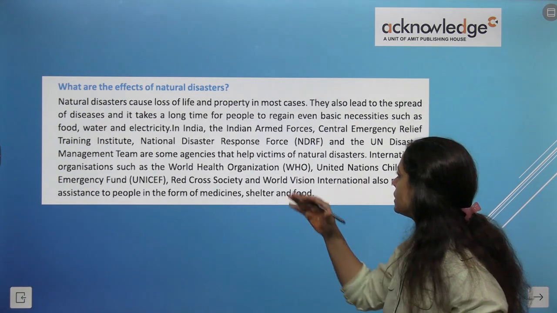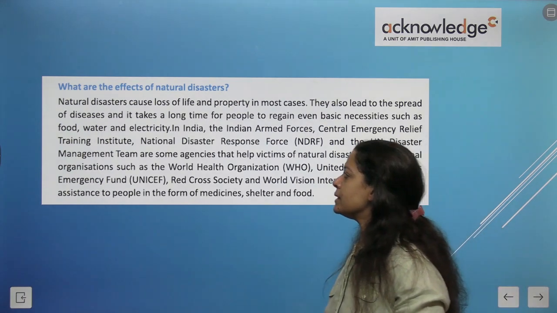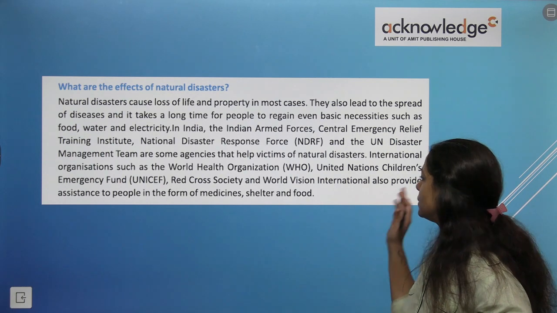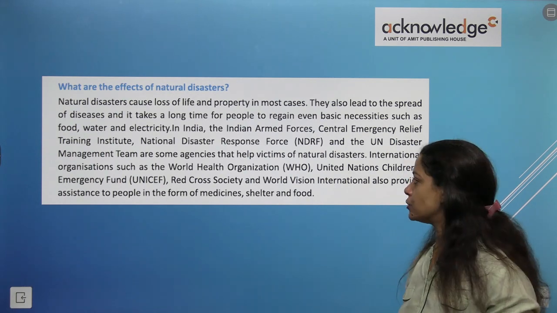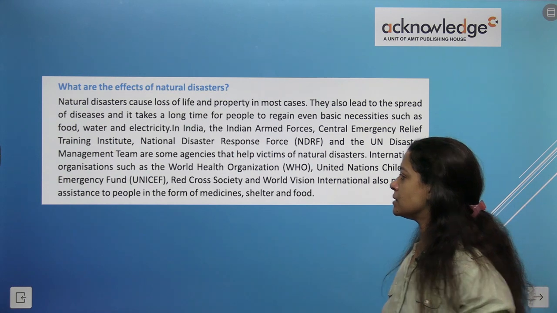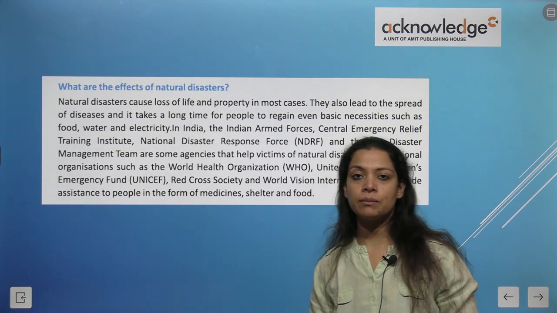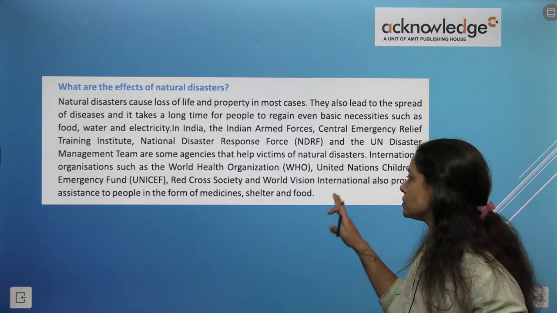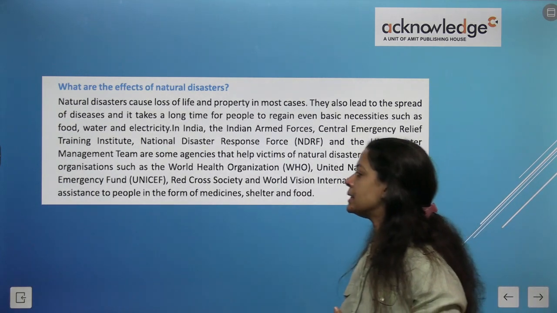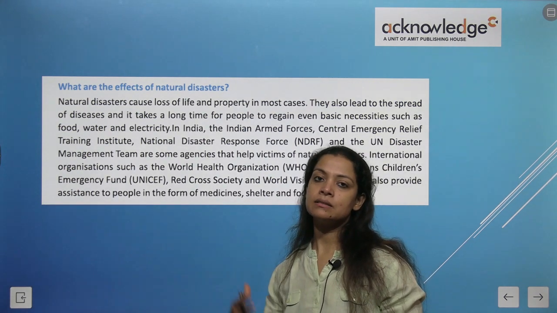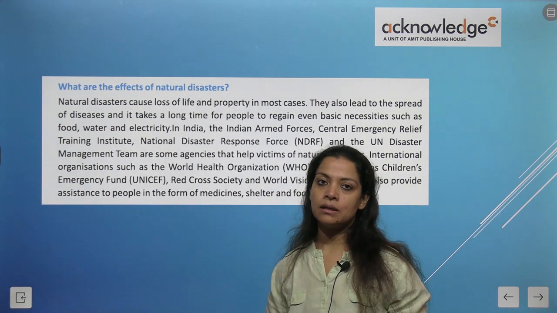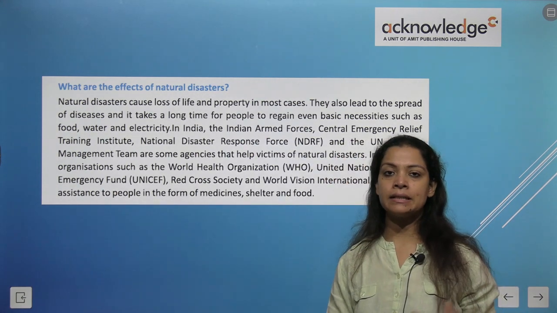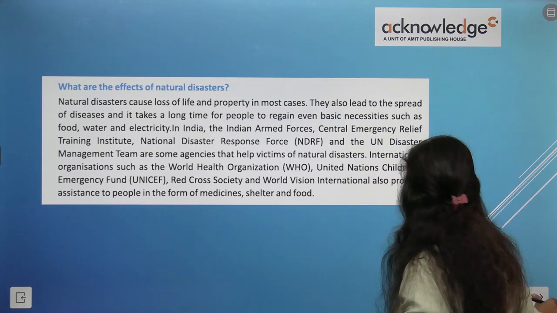So, the Indian Armed Forces, Central Emergency Relief Training Institution, and the National Disaster Response all come into action for such management. International organizations such as the World Health Organization, WHO, United Nations Children's Emergency Fund, UNICEF, Red Cross Society and World Vision International also provide assistance to people when such a tragedy happens in countries or worldwide. They all provide medicines, shelter and food to victims.